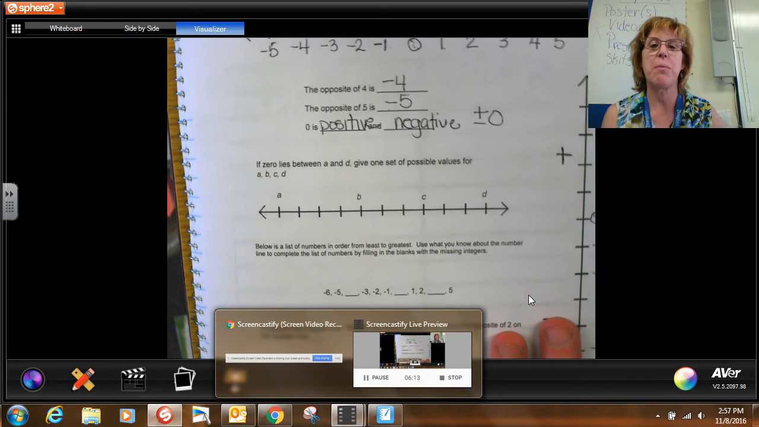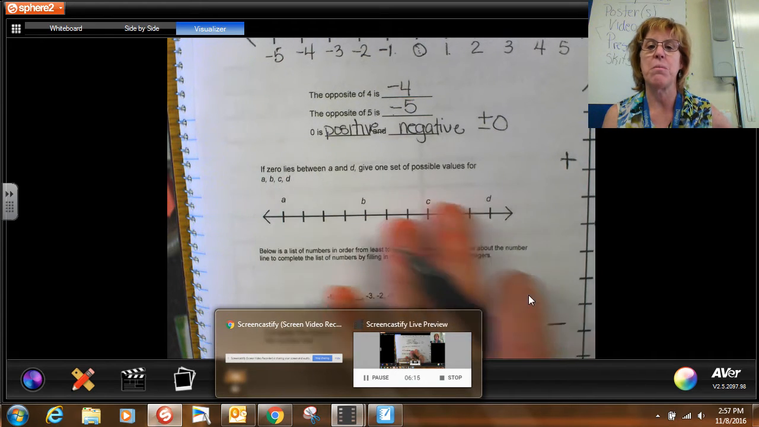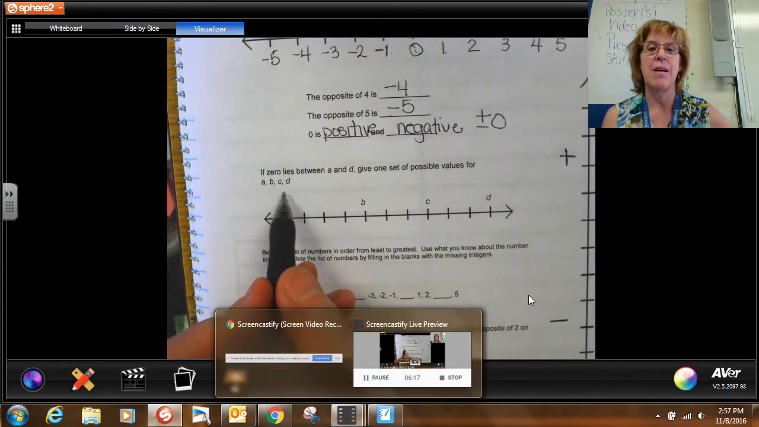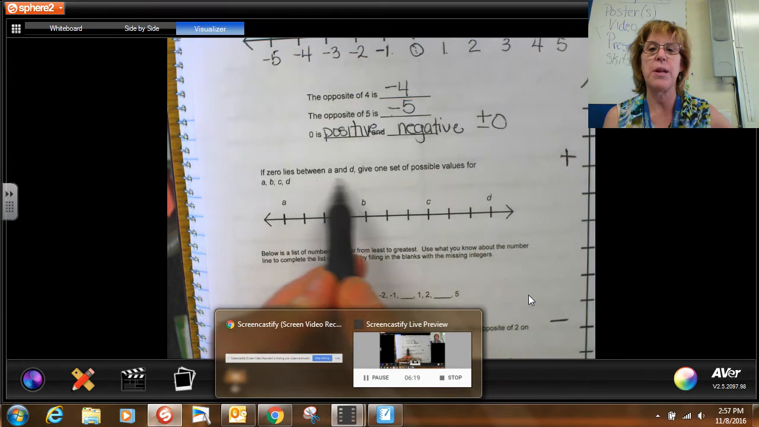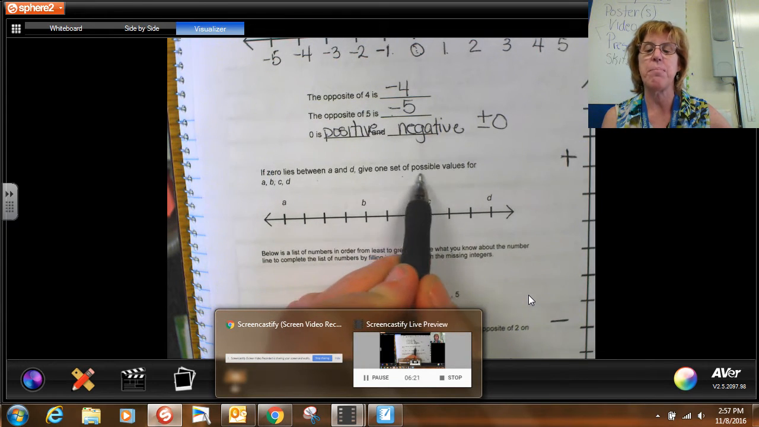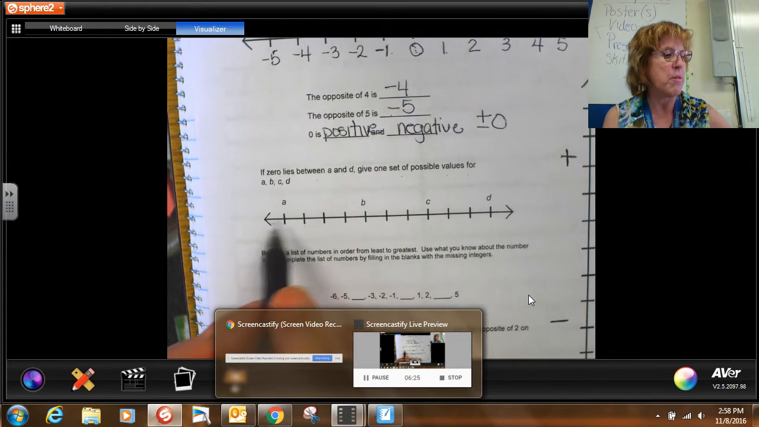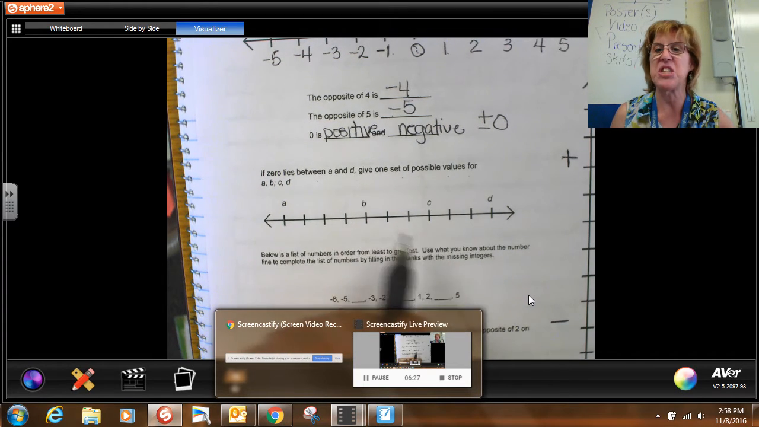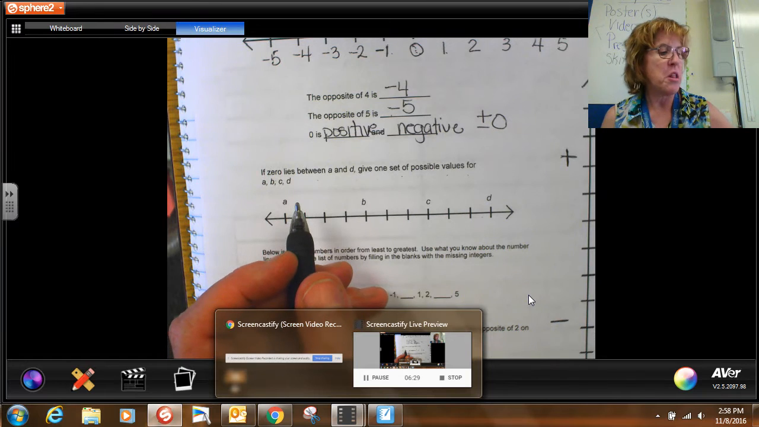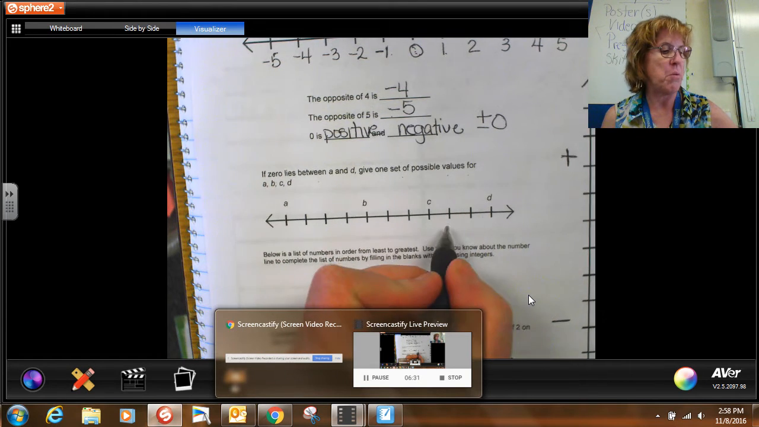Okay, so let's talk about what these numbers are. So it says, and follow with me, if 0 lies between A and D, give one set of possible values for A, B, C, and D. Okay, so if 0 lies between A and D, doesn't say where 0 could be. Let's put 0, I don't know, let's put 0 over here. Why not?